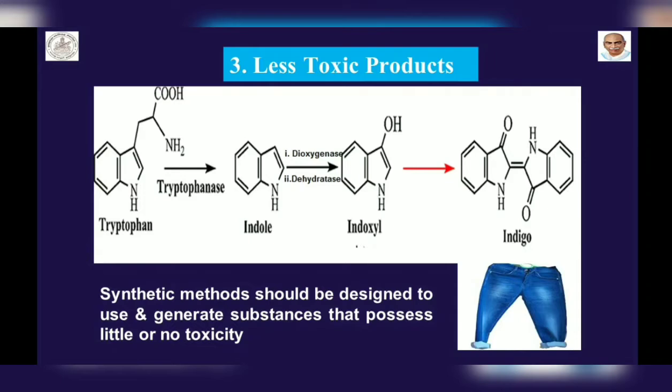Indigo dye can be prepared enzymatically from tryptophan. Tryptophan is the starting material which reacts with tryptophanase to form indole, which reacts with dioxygenase followed by dehydratase to form indoxyl, and finally is converted into indigo. Tryptophan is an essential amino acid and also non-toxic. Moreover, this green synthesis involves no toxic wastes.